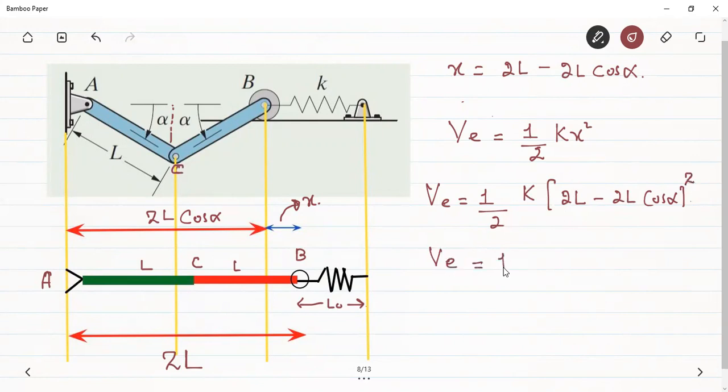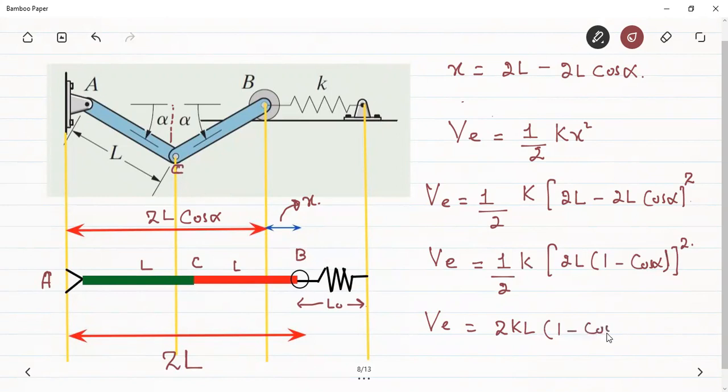So the elastic potential energy term will be equal to 1 by 2. We can take 2L common, and in brackets we can have 1 minus cos alpha. We have a square with this. So 2L square will come out of the brackets. Therefore, it will be 4L square. 4 by 2 will be 2. So this is the elastic potential energy.